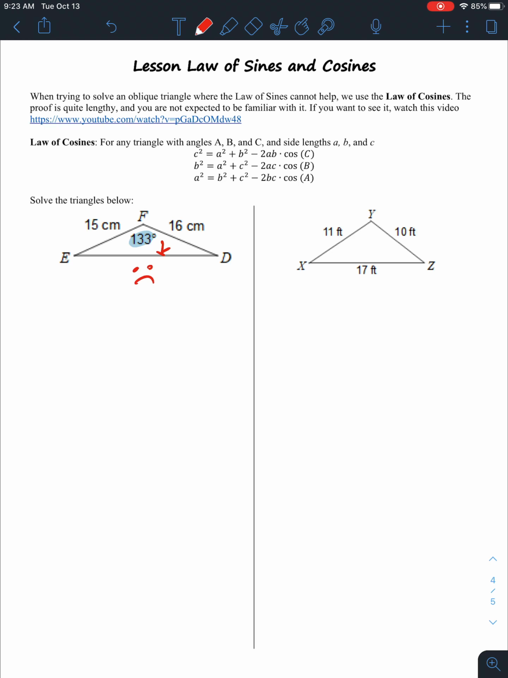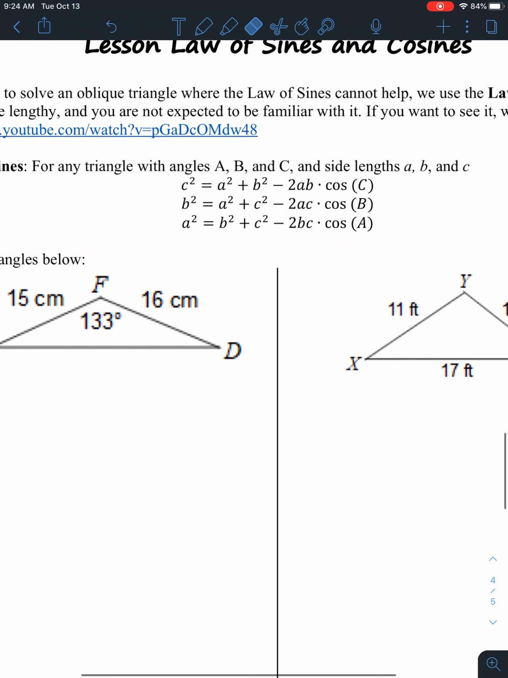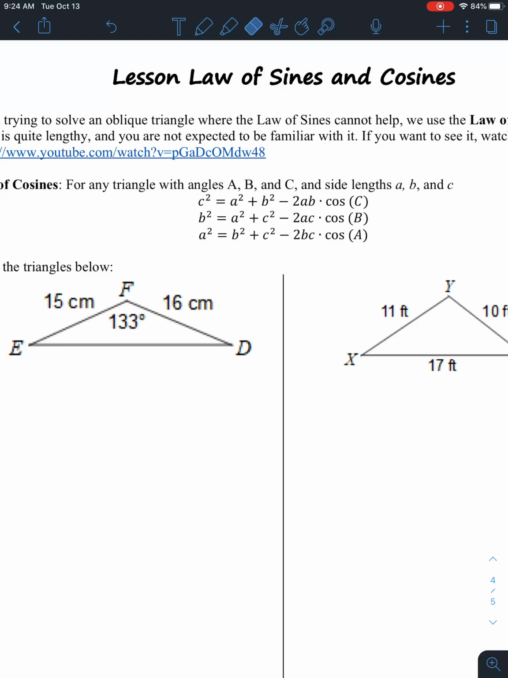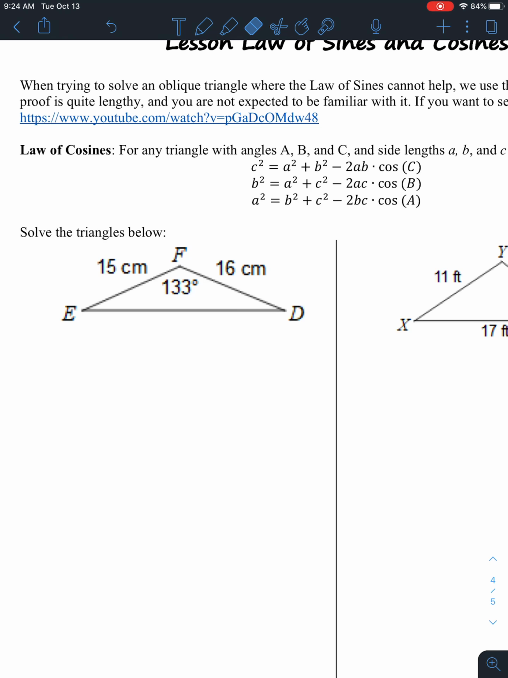But as you can see here, we do not know the opposite side, and we do not know E, and we do not know D. So this is definitely a problem here because we are no longer able to use the law of sines. So we're going to use something called the law of cosines. There are three formulas, and it really just depends on which side you want to solve for. So I am going to modify these in order to fit with our letters.